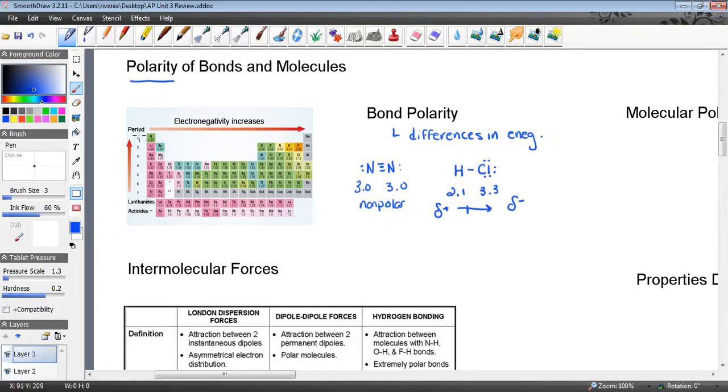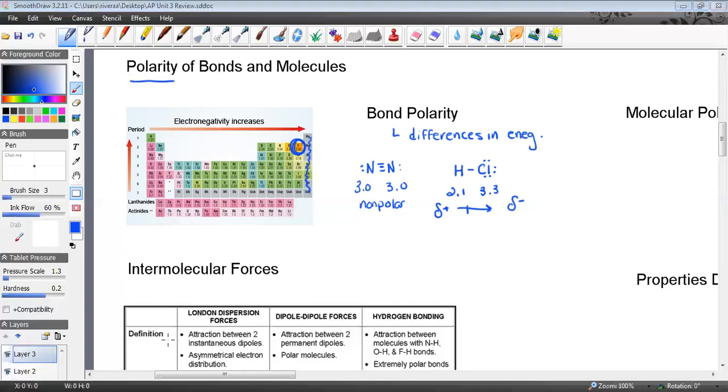And of course, you guys, your trend is electronegativity increases up and across, like fluorine being your most electronegative atom on the periodic table. No electronegativity values for your noble gases because they don't bond. Any questions there on bond polarity?